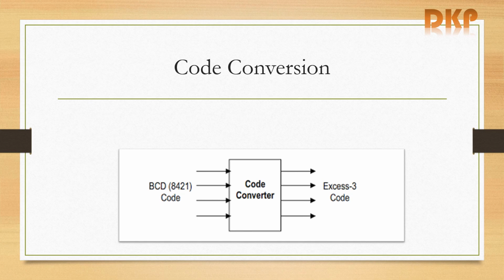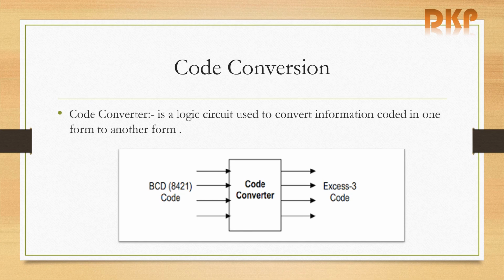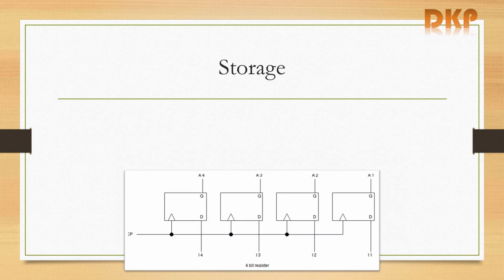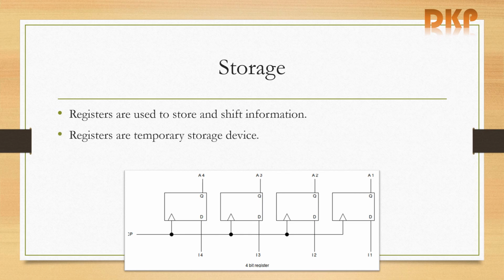Next operation is the code conversion. A code converter is a logic circuit used to convert information coded in one form to another form. For example, this BCD code is converted to XS3 code. Next function is the storage. Registers are used to store and shift information. Registers are temporary storage devices. They are made up of storage elements called flip-flops.